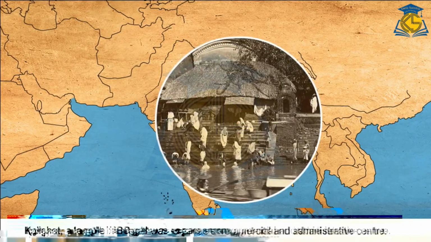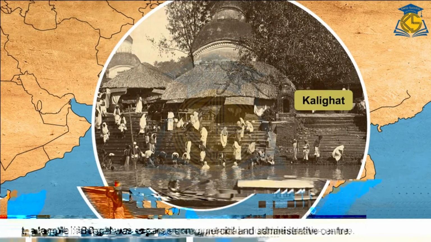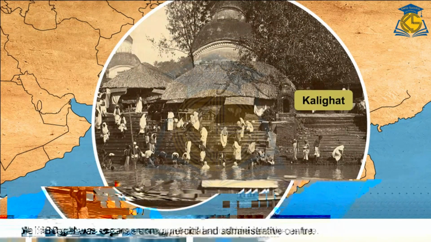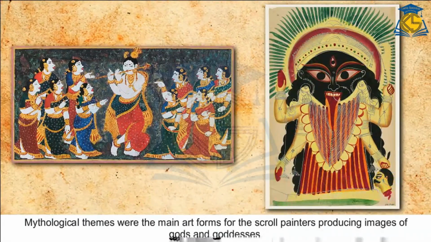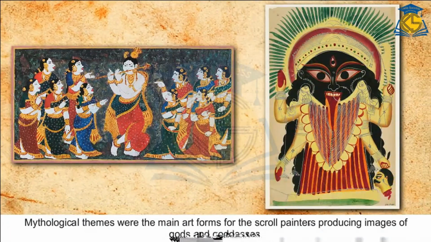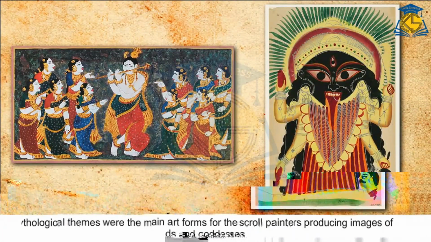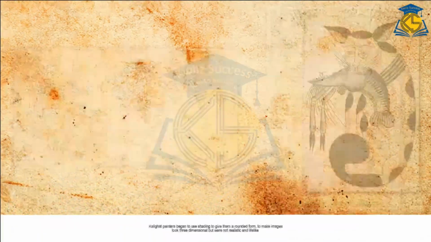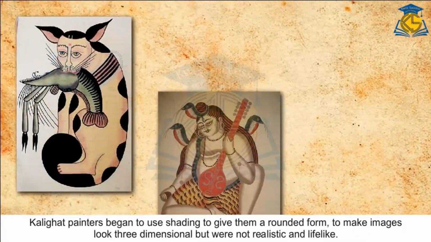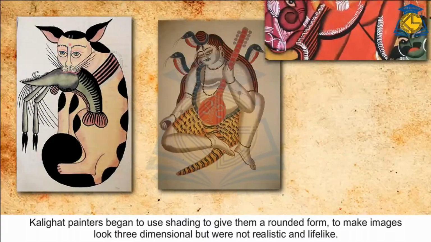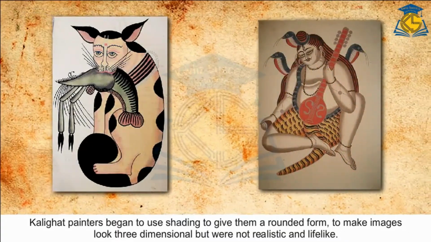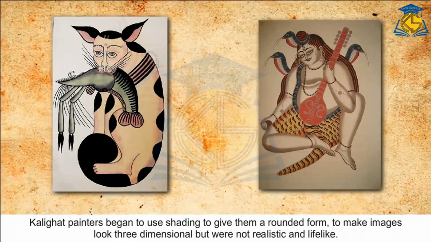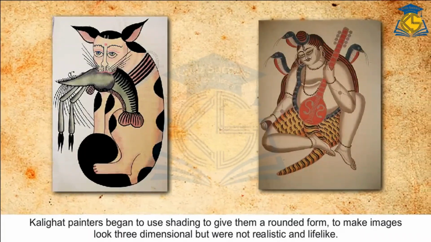Kalighat, a temple in Bengal, was expanding as a commercial and administrative center. Mythological themes were the main art forms for the scroll painters, producing images of gods and goddesses. Kalighat painters began to use shading to give images a rounded form to make them look three-dimensional, but they were not realistic and lifelike.